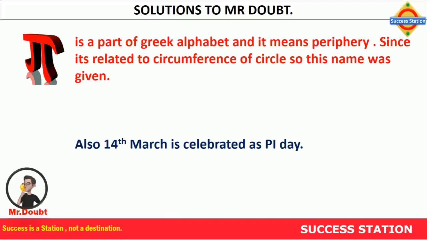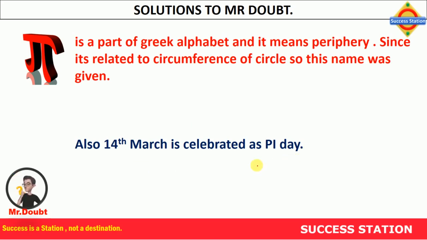But before, a fun fact. Why was the name given as pi? Pi actually belongs to the Greek alphabet, and in Greek it means periphery, right? So because pi is related to the periphery of the circle, that's why the name was given as pi to that ratio. The ratio of what? Circumference by diameter was given the name pi.